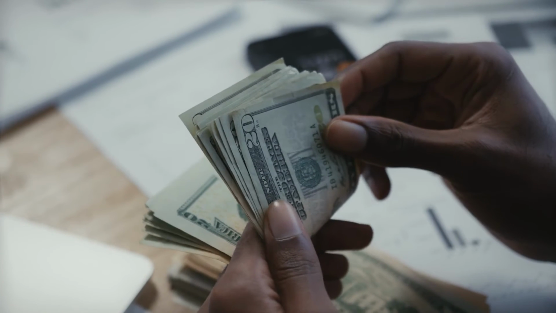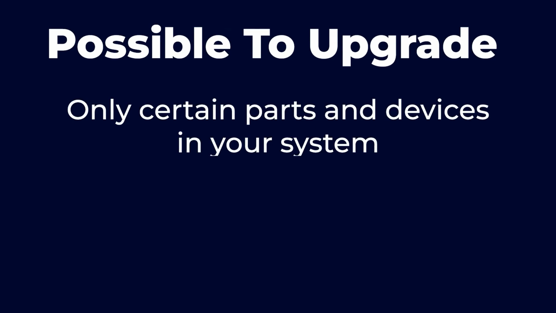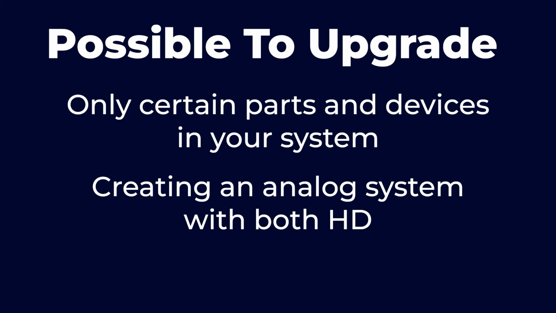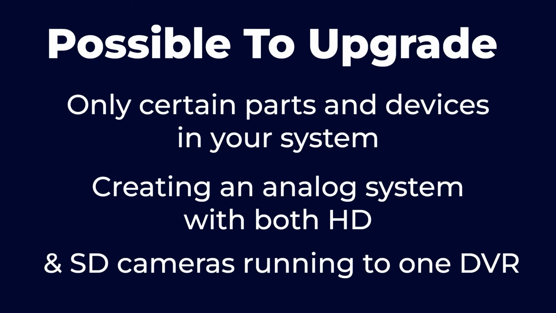HD over coax might be a worthwhile option for upgrading your old analog system to HD if you're on a limited budget and don't need the full capability of a digital system. Since HD over coax can be easily integrated into your existing analog system without needing new wires, it can be an excellent way to save on both money and installation time. It's also possible to upgrade only certain parts and devices in your system, creating an analog system with both HD and SD cameras running to one DVR. This is good if you only have certain areas where you would benefit from upgrading to HD.